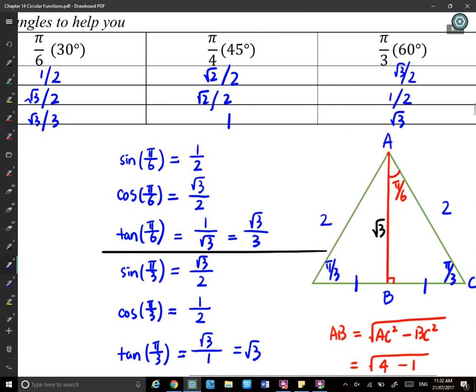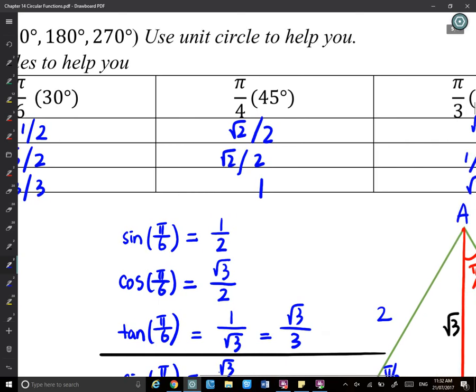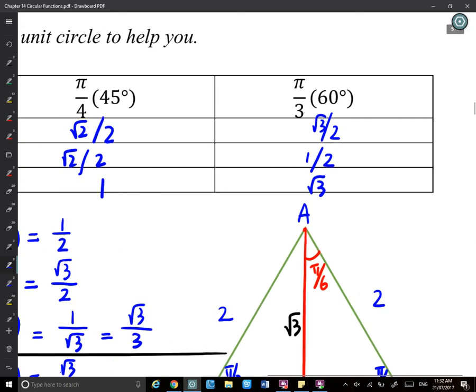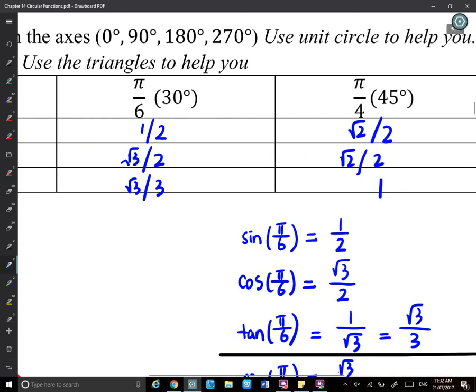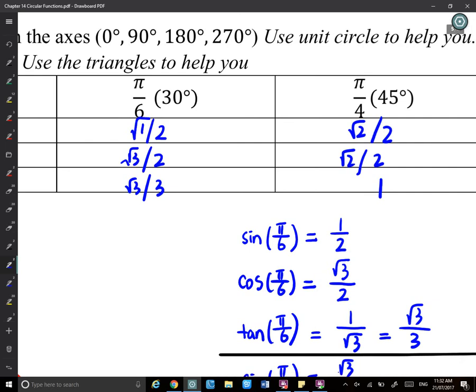Okay, then let's have a look at the first row. The first row, I have 1 over 2, root 2 over 2, and root 3 over 2. So what is that? Root 1 over 2, I can say that is a root 1 over 2.